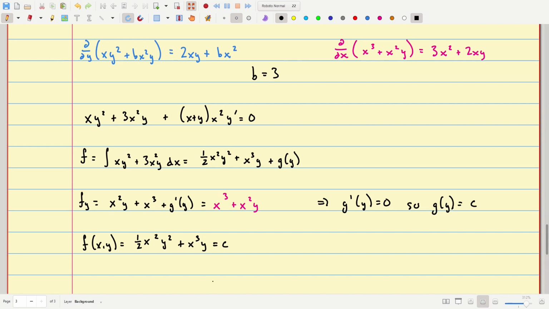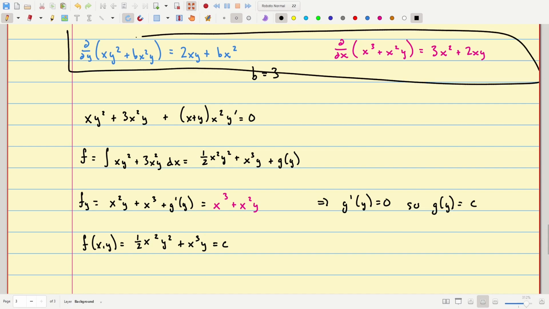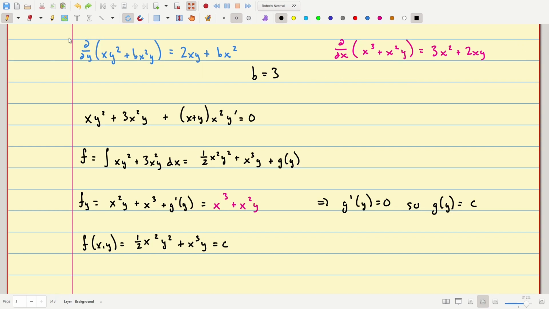All right, so pretty straightforward exact equation. Most important thing to do at the beginning of the exercise is to check to make sure that the exact condition is appropriately satisfied, and then follow along with the method as outlined.